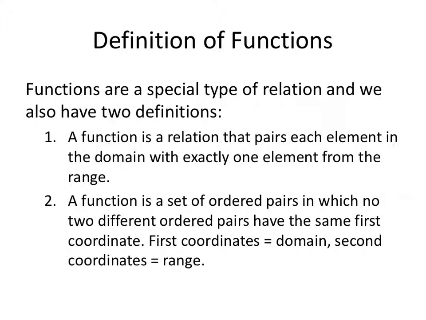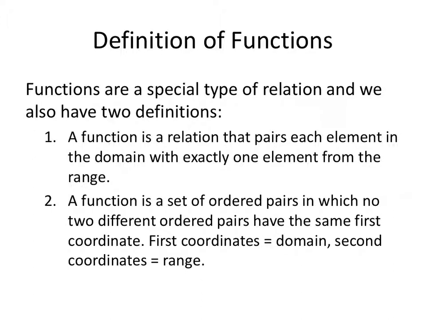So from a relation we get functions. There's a special type of relation, and once again we have two definitions. A function is a relation that pairs each element in the domain with exactly one element from the range. Exactly one. A function is a set of ordered pairs in which no two different ordered pairs have the same first coordinate. Remember, the first coordinate is domain, second coordinate is range.